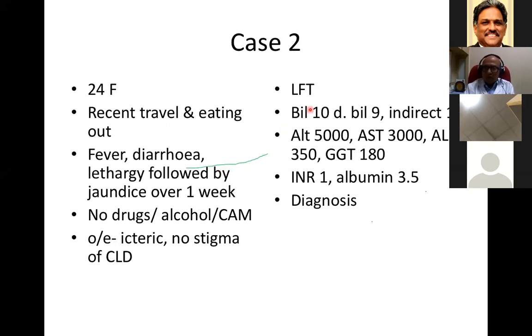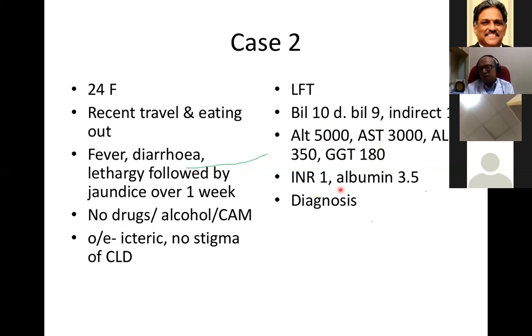So in her, the LFT showed a bilirubin of 10, predominantly direct bilirubin. And then the ALT is strikingly high. It is 5,000 and the AST is 3,000. Again, this states that this was a healthy liver that has been suddenly affected by the infection, leading to a lot of the hepatocytes dying, and therefore the ALT levels, transaminase levels have shot up significantly. The important prognostic marker here is INR and encephalopathy.